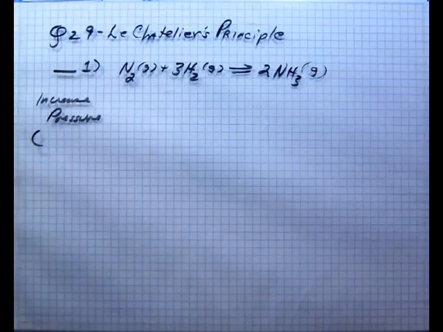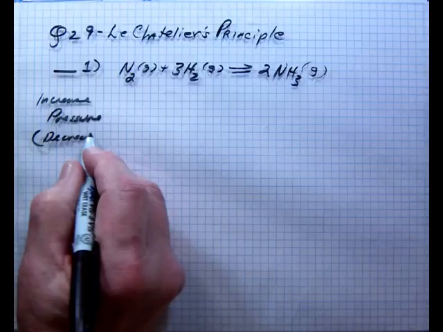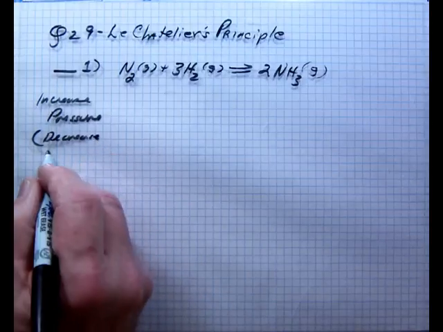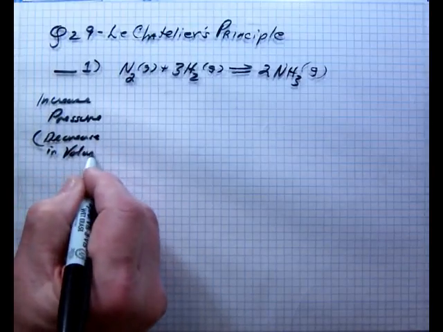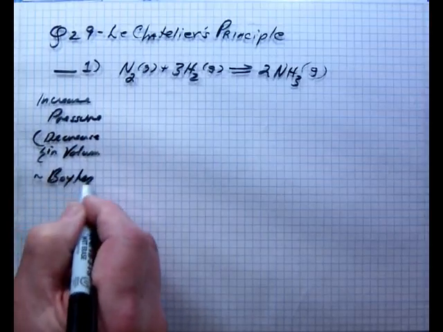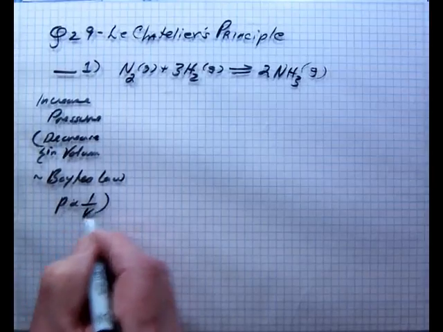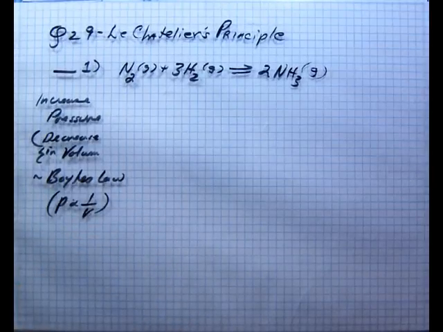which would be accompanied by a decrease in volume, Boyle's law, where pressure is proportional to 1 over V. Boyle's law is the only empirical law which is inverse. Charles' law, Gay-Lussac's law, and Avogadro's law are direct relationships between the gas law variables.